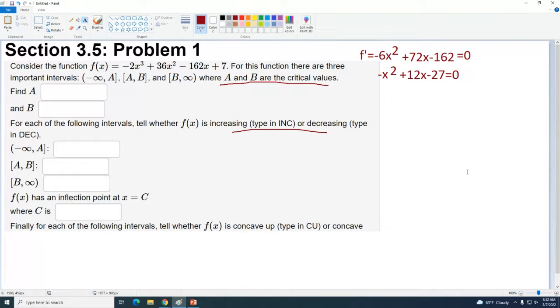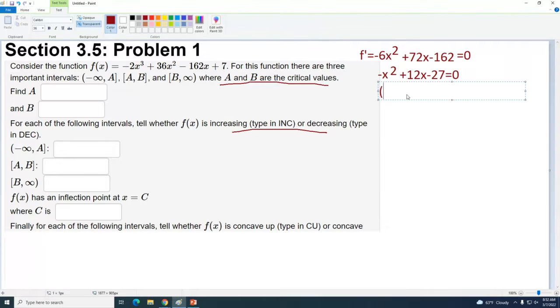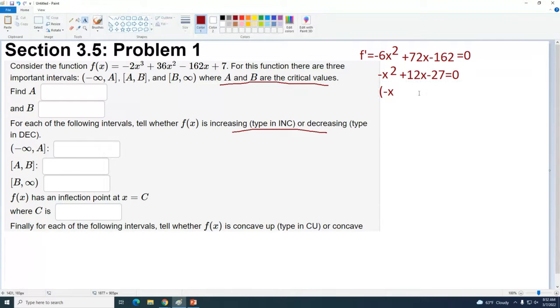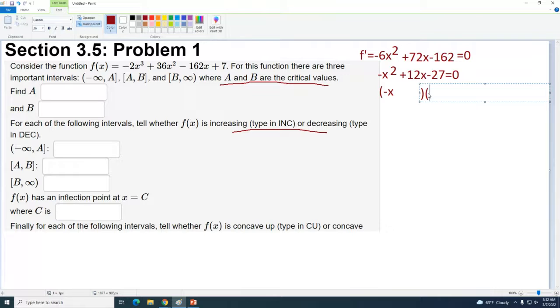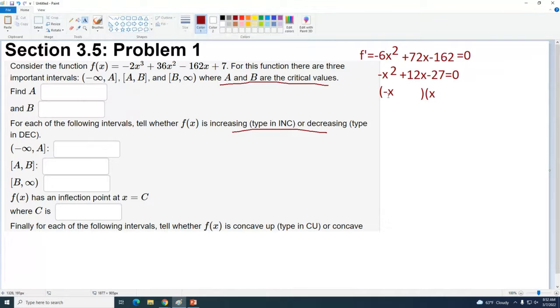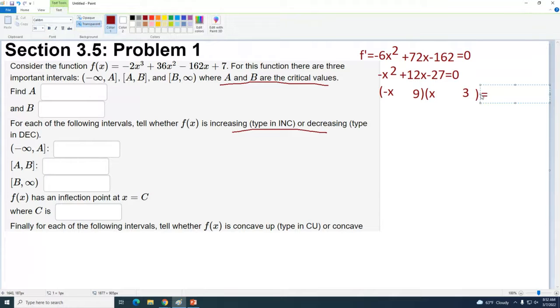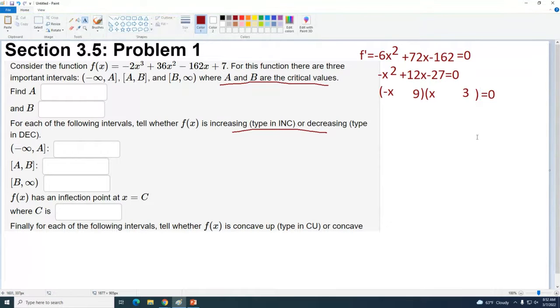3 and 9. Okay, so let's see if it works out. So negative x, and then x. So negative x times x is negative x squared. 3 and 9. One of them has to be negative though, right? Because it's a negative 27. So which one should be negative?